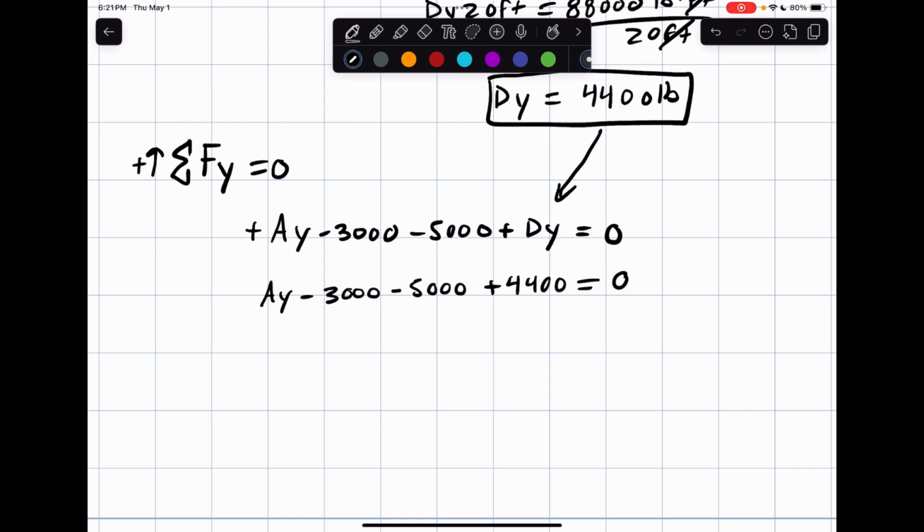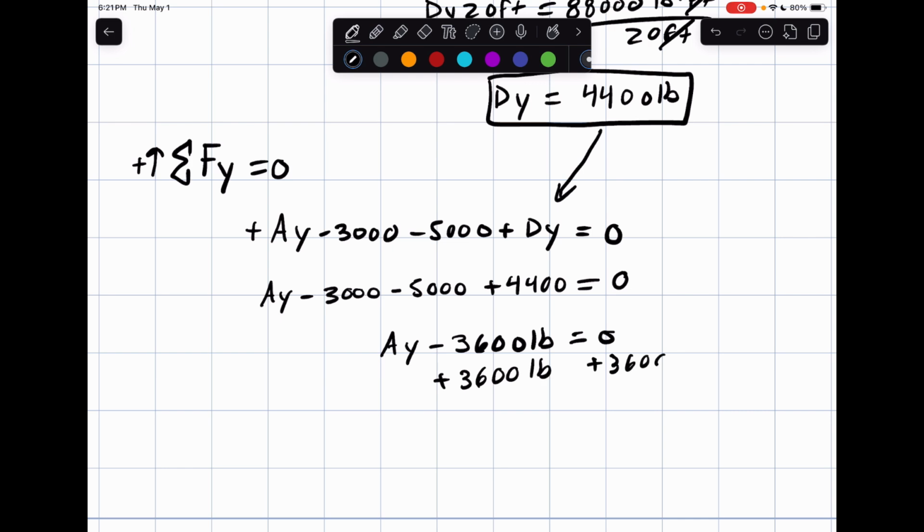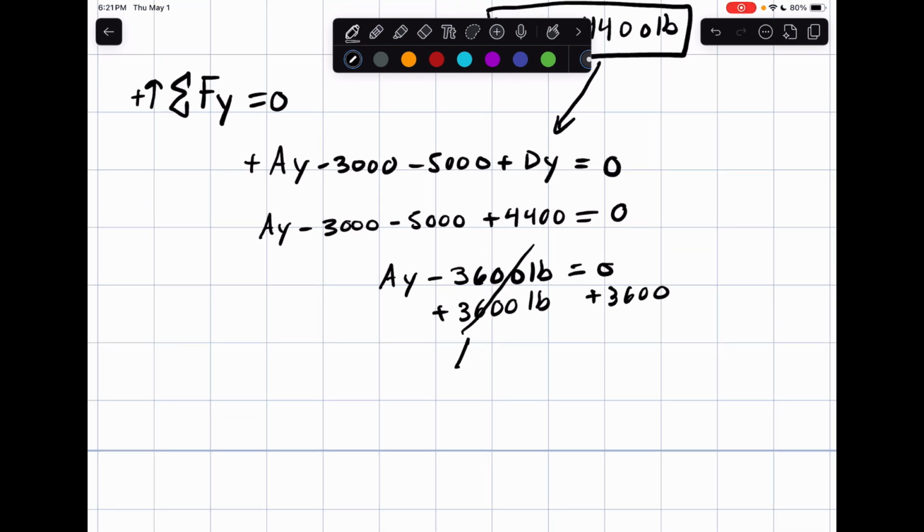I'm just going to plug that into my calculator very quickly. So negative 3,000 minus 5,000 plus 4,400 is equal to negative 3,600 pounds, which is equal to 0. Move that 3,600 pounds to the other side. AY is equal to 3,600 pounds.